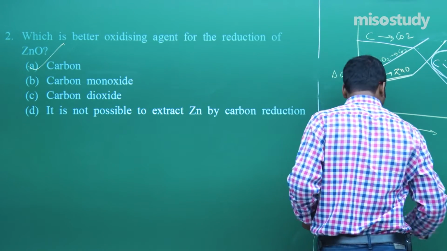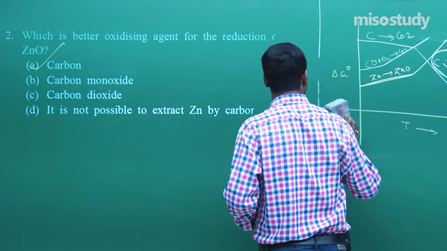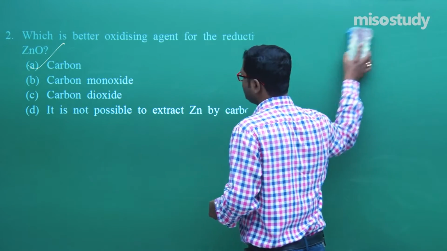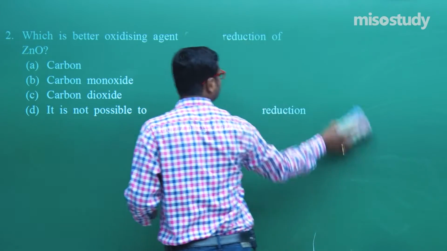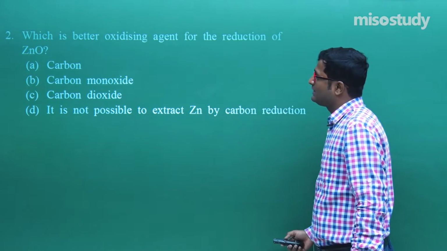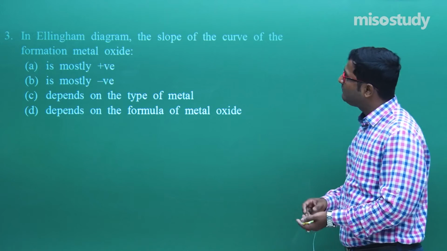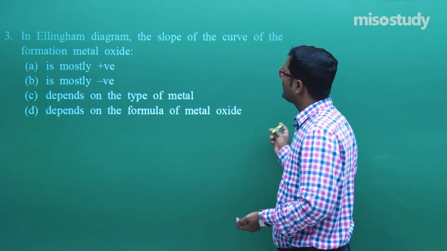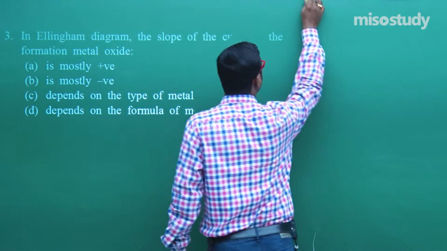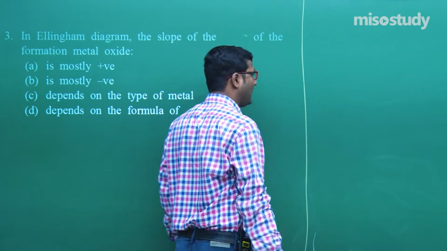Now, I'm going to rub this part and we'll discuss the next one, friends. Wait for a moment. Now, the next question, listen carefully. In the Ellingham diagram, the slope of the curve of the formation of the metal oxide. Now, tell me what will happen.